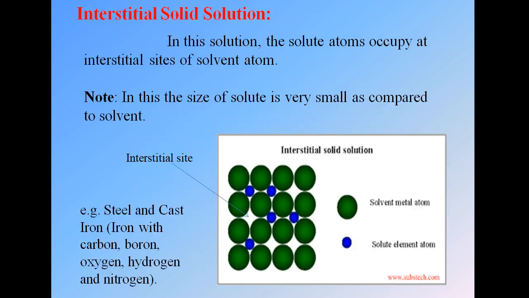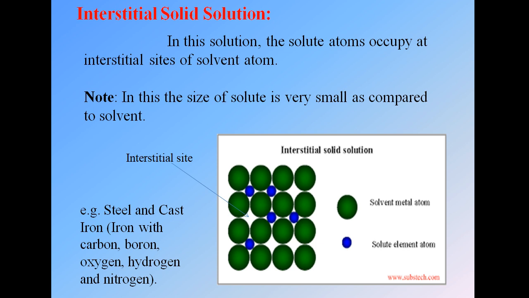Okay, we will go next. This is interstitial solid solution. Directly see in the figure. The green spheres are called solvent metal atoms and the blue spheres are called solute element atoms. In the first two cases we replace the solvent atoms. In this case we cannot replace anything, we just place something, because in this solution the solute atoms occupy the interstitial site of the solvent atoms.